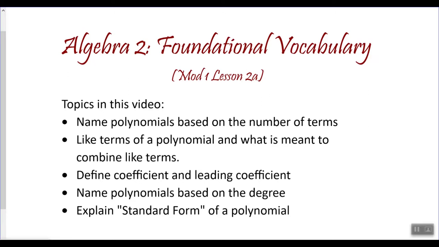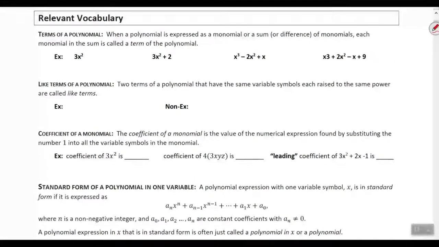Let's get started. First, what is meant by terms of a polynomial? When a polynomial is expressed as a monomial, meaning there's only one term, or a sum or difference of monomials, each monomial is called a term of the polynomial. So this right here is a monomial. There's only one term.